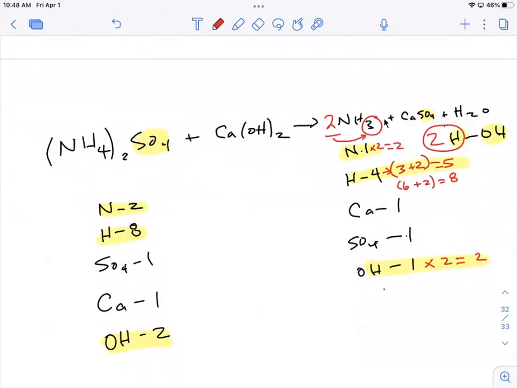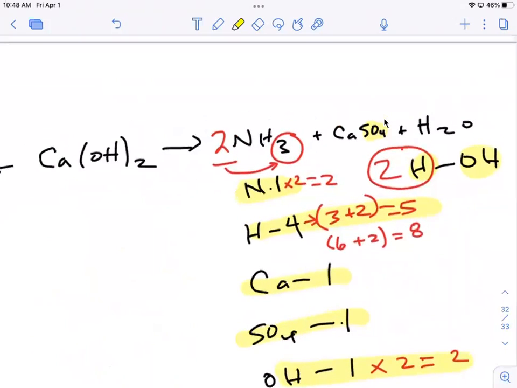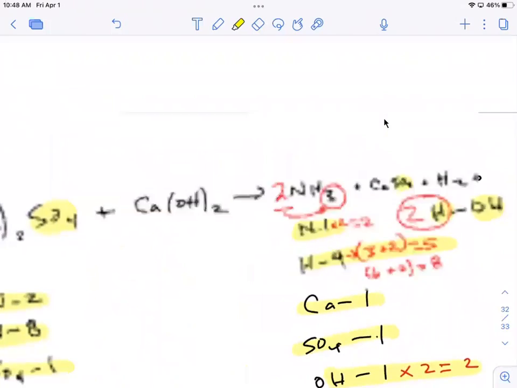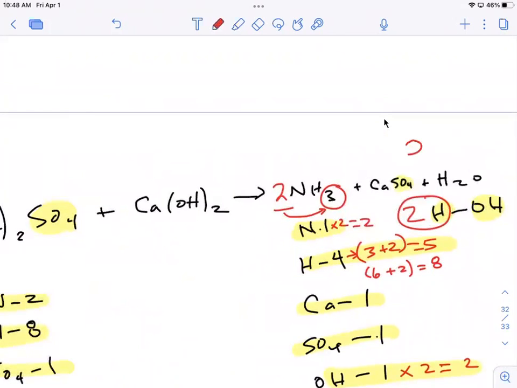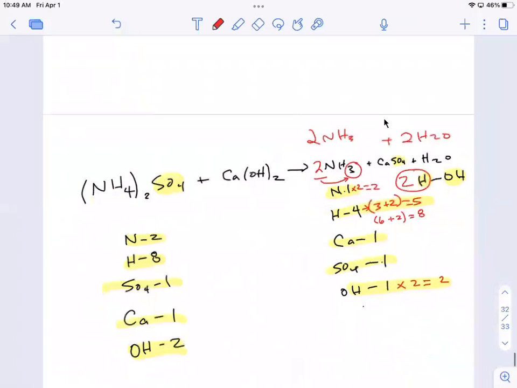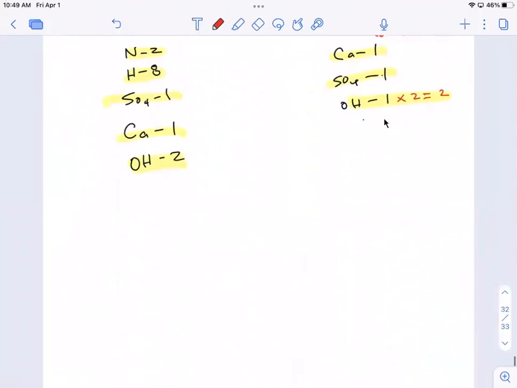Yeah. And then the calciums are balanced because there's 1 on each side, and the sulfates didn't change, so we're good. So that's how we're going to balance that. So if we were to write this out here, it would just be 2H2O plus calcium sulfate plus 2 NH3, right? So that's that. So it's balanced. So now what we need to do is answer a question.